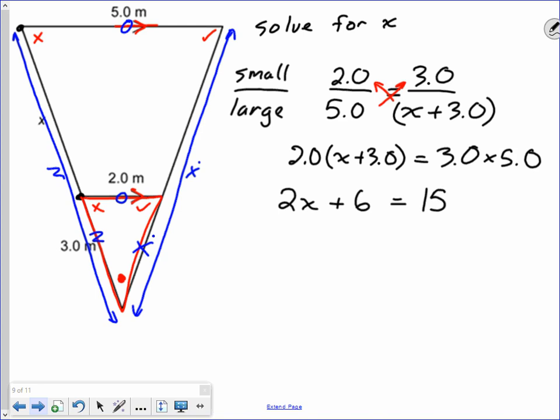Now we just want to solve for x. I can subtract 6 from both sides, get 9, divide both sides by 2. x is going to be 4.5.